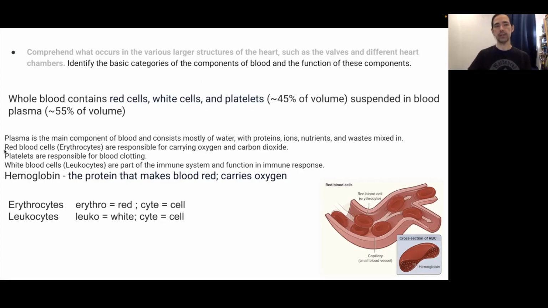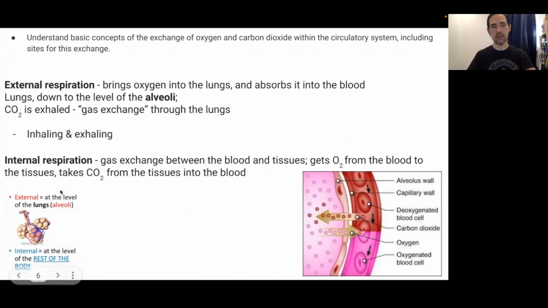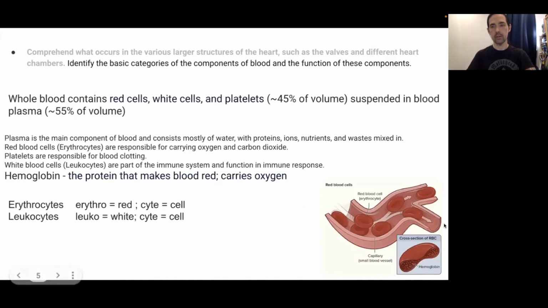All right, so here's the 5 parts of the blood. Those are plasma, red blood cells, platelets, white blood cells, and hemoglobin. So plasma is the water. It's the fluid of the blood. It's the main part of the blood. It's 55%. 55% of the blood is plasma.